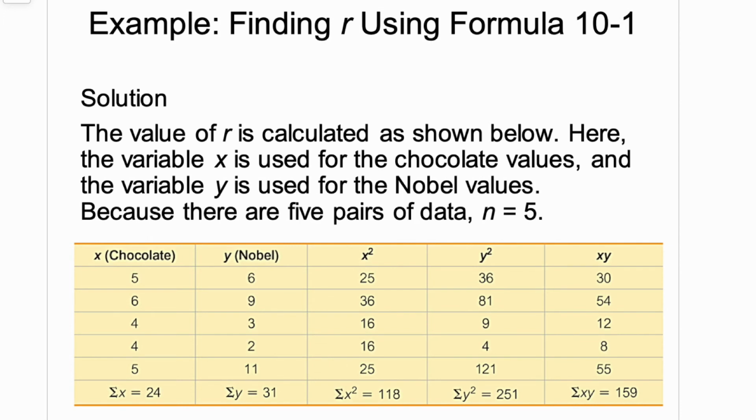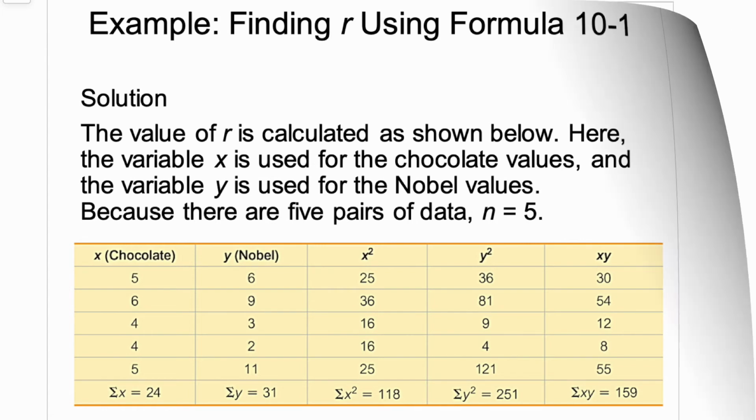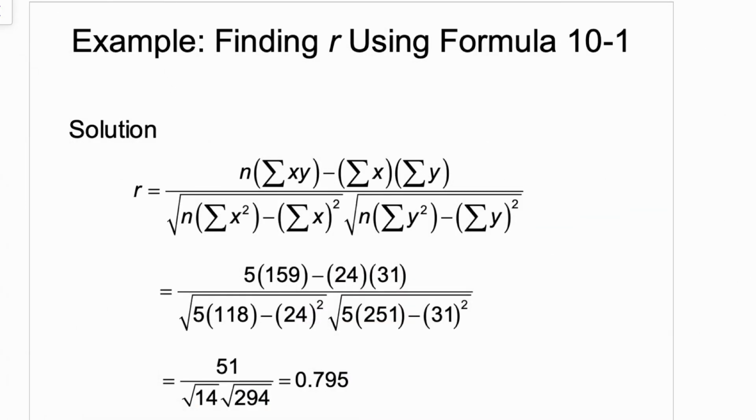Here we have these 5 pieces of paired data. If we look at all of these sums we have, we can bring them over to our formula and put them in the appropriate spots. If we plug in the value of n, the sum of xy's, the sum of x, the sum of y, and so on, we will get the second line. Computing each of the numerators and the square roots separately, in the third line, we can see that once we finish our calculation, we get a value for R of 0.795.